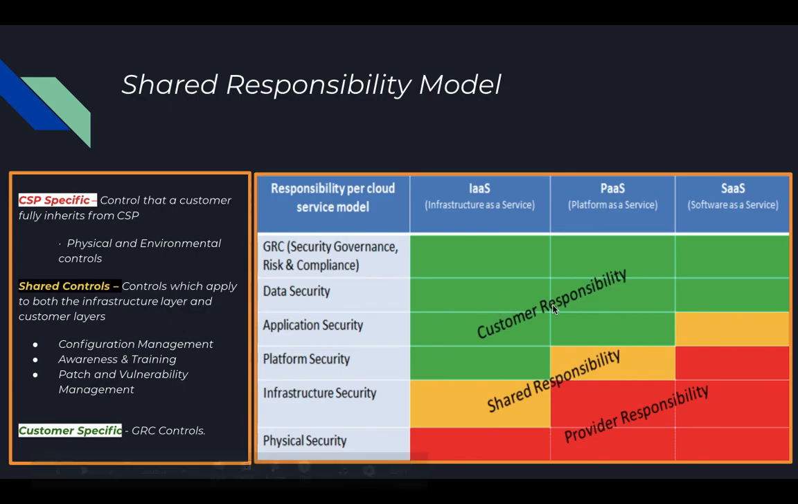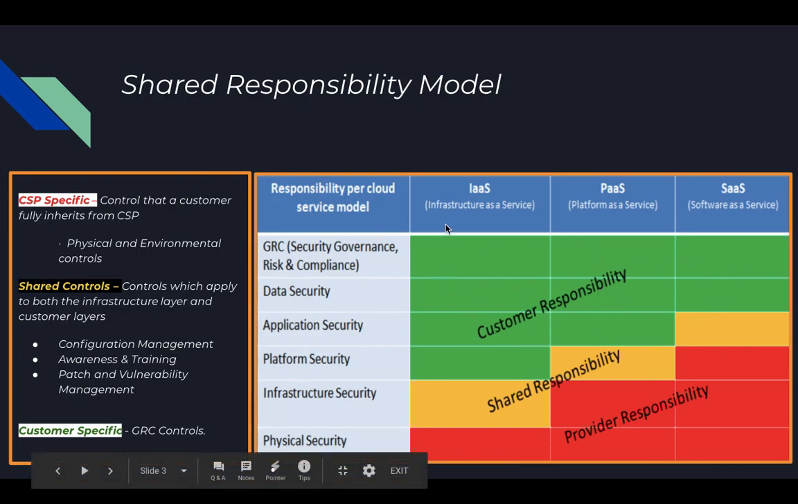Then we have the customer-specific controls, like GRC and maintaining data security. If you look at these two upper layers, data security and GRC, in all the models that is the responsibility of the customer only.